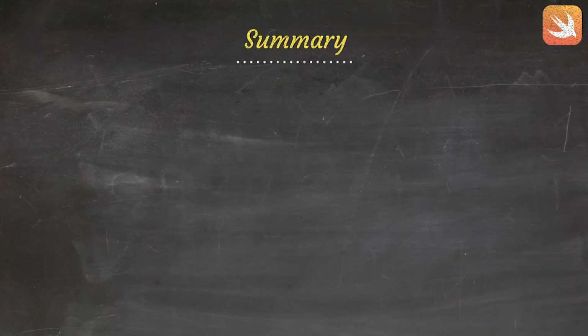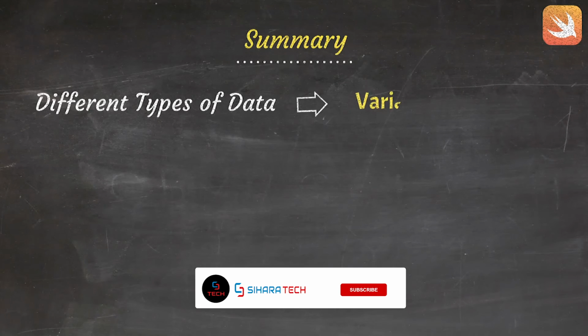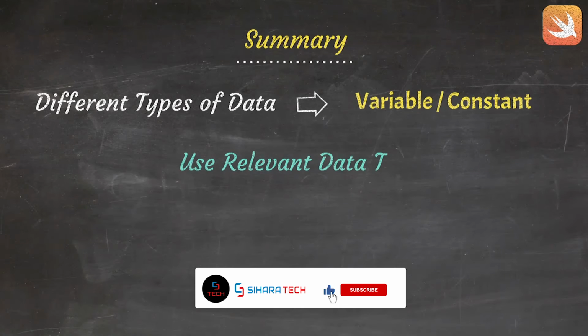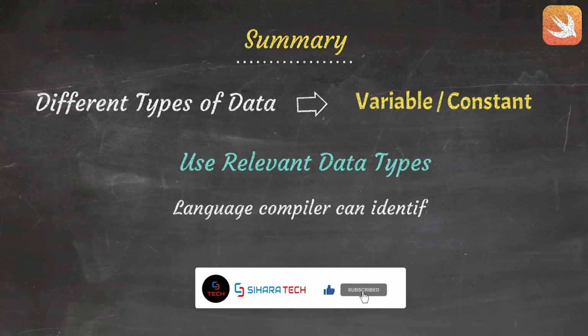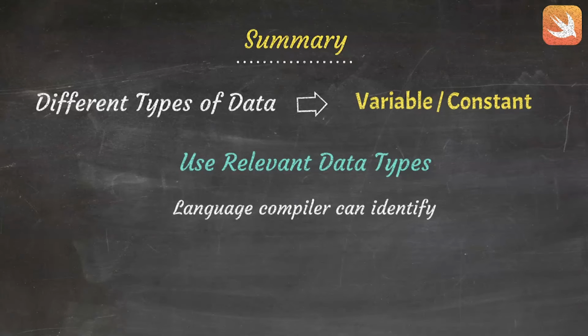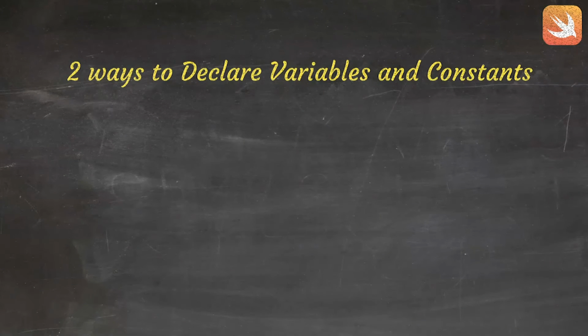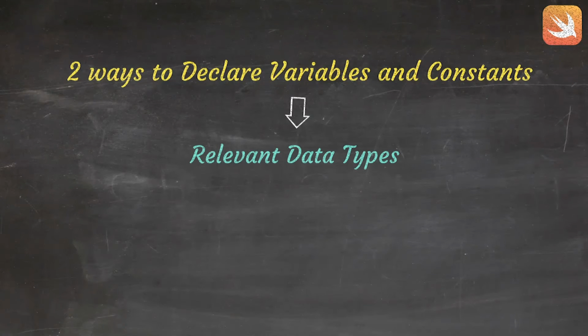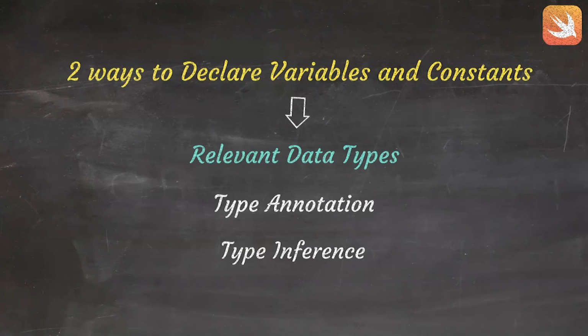Just to summarize, in order to store different types of data in a variable or constant, we use relevant data types, so the language compiler, while compiling our code, knows which type is used for each variable and constant, and executes the code accordingly. There are two ways we can declare a variable or constant with the relevant type, either via type annotation or via type inference. Let's review each in detail.